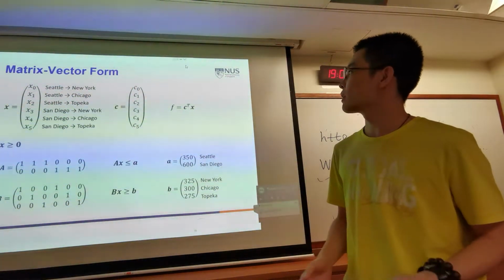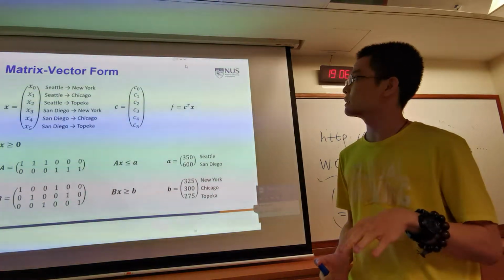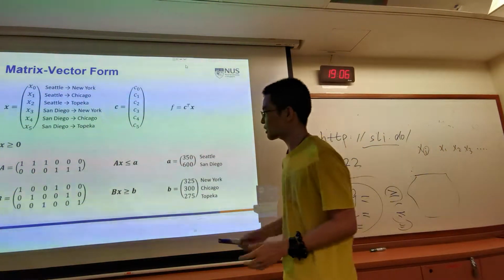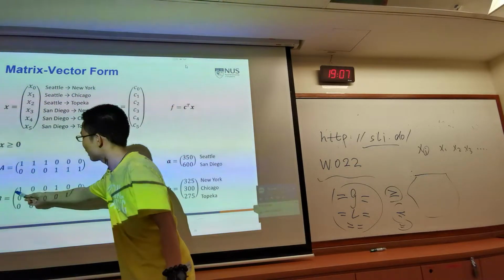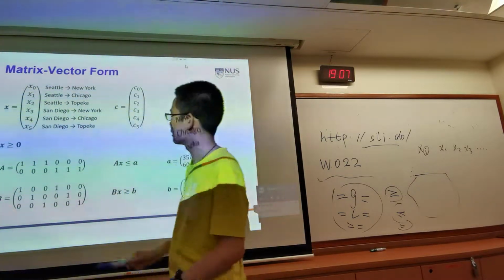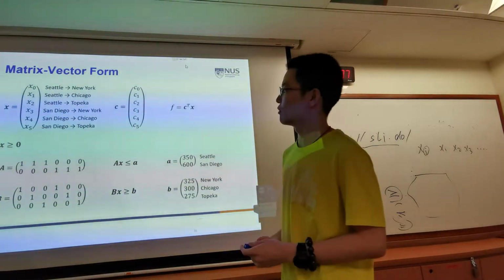Similarly, for the second one, you need to sum up over all the destinations, which means for these two, we will sum up over this one and this one. So there are ones here, and all the other elements in the same row will be 0.